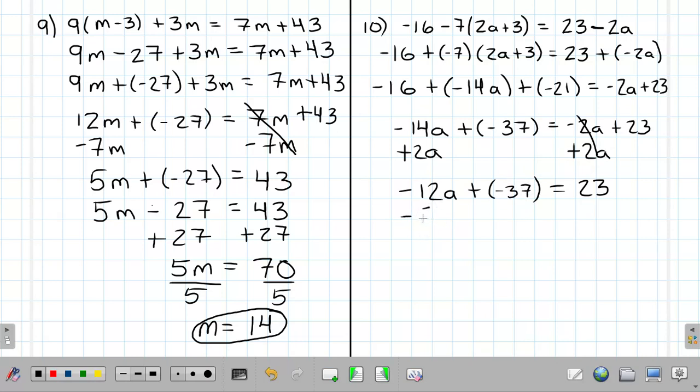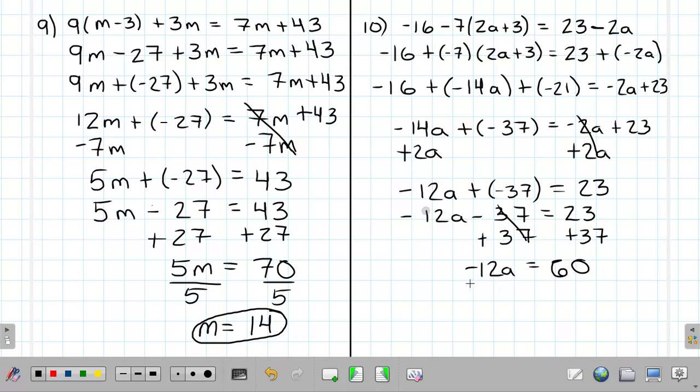I'm going to rewrite this. Let me do it like this. There we go. I'm going to rewrite it one more time. Instead of plus negative 37, it's going to be minus positive 37. So now I can clearly see I need to add 37 to both sides. Those go away, so I'm left with negative 12a is equal to 23 plus 37, which is actually 60.